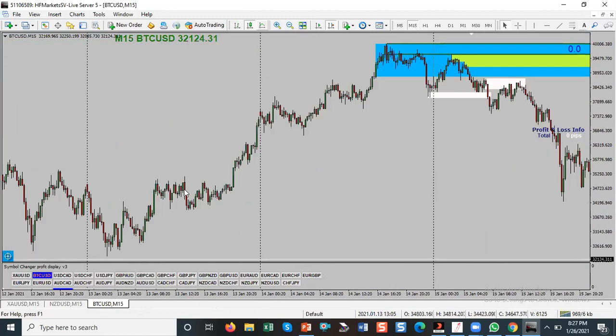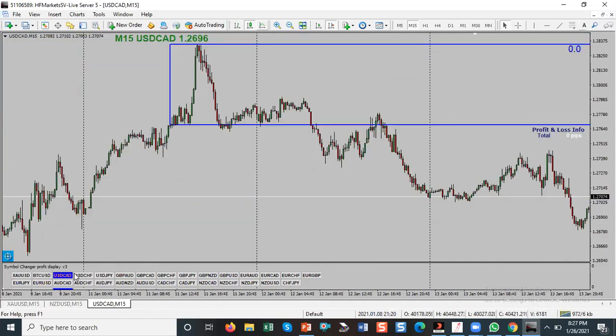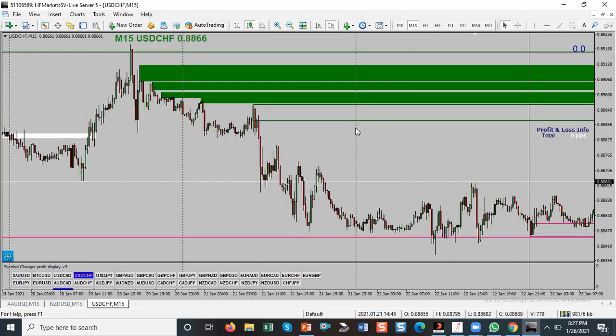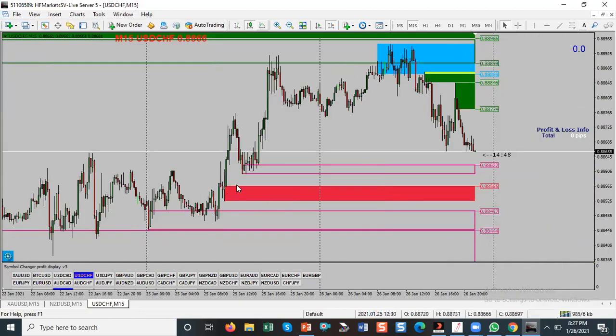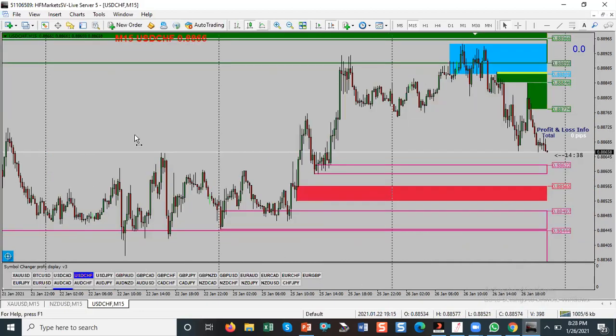Supply zone. Let me check for a pair where I will get demand zones. Yeah, this is demand. This is demand. Price retested this one here. Price traded out of it, retested it and pushed up. This is a supply zone. This is a demand. This is another demand zone. Price moved up and retested it, and that was it. So that is the supply and demand zone.